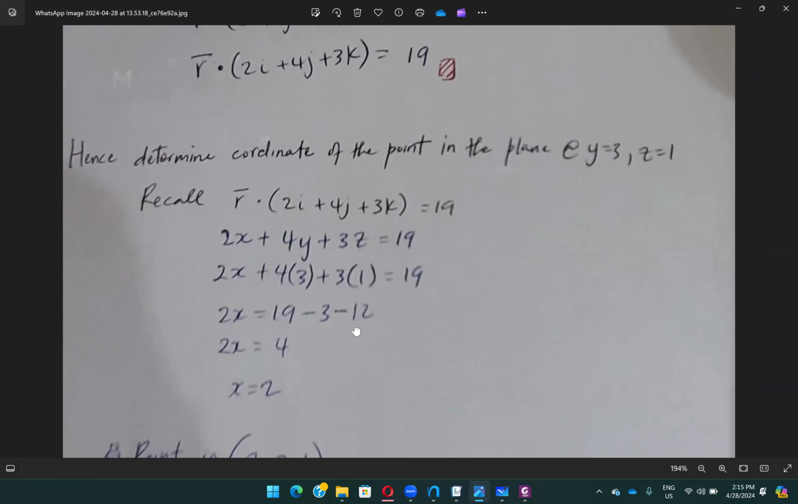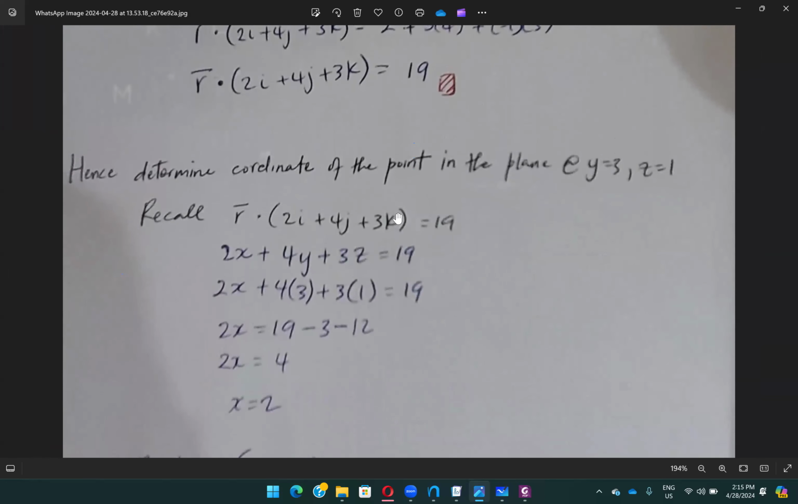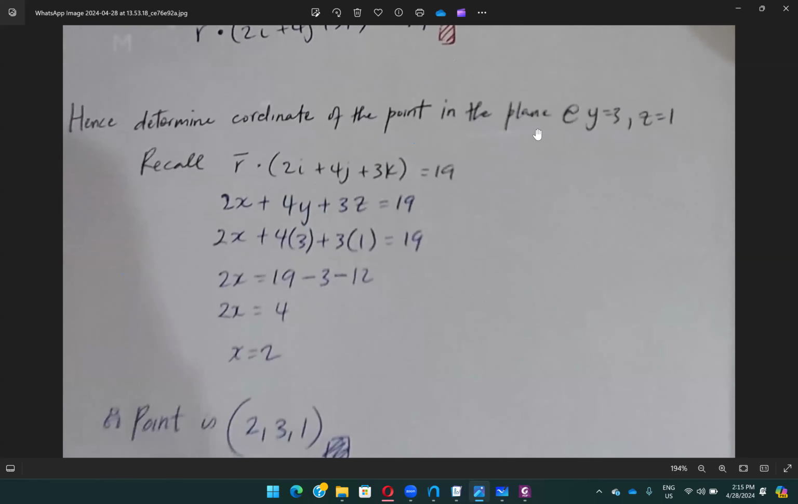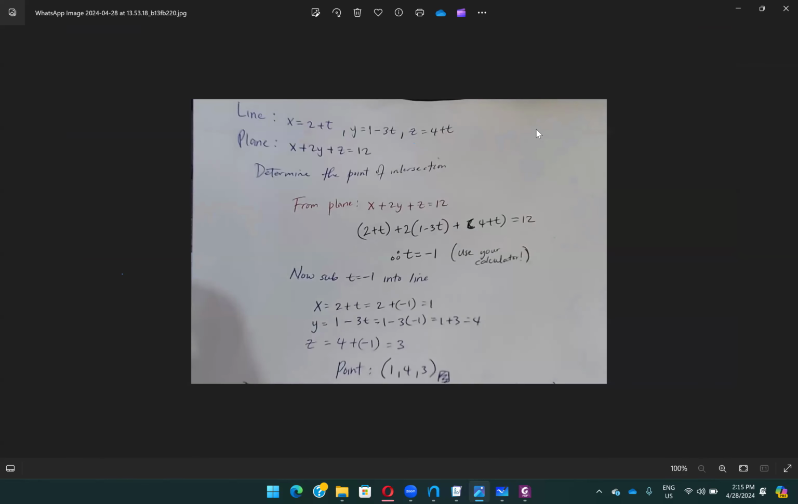So it's saying that this is a plane that exists. And if we look at the plane and we look at y equal 3 and z equal 1, at that point, it's going to be at the x coordinate of 2.